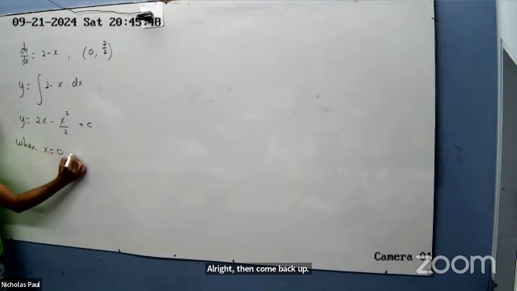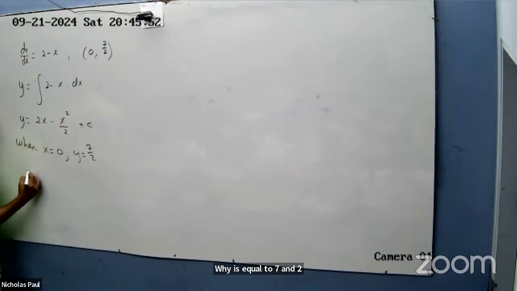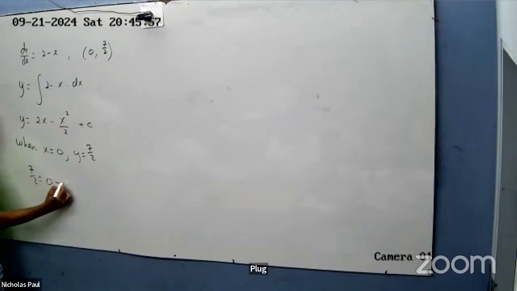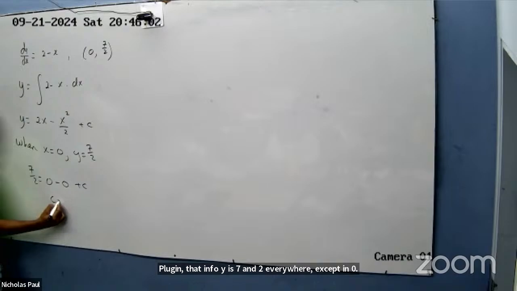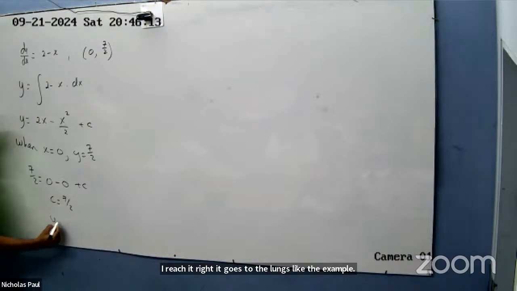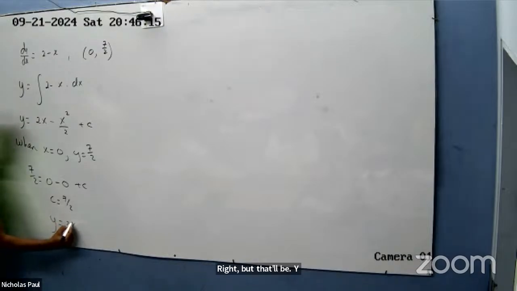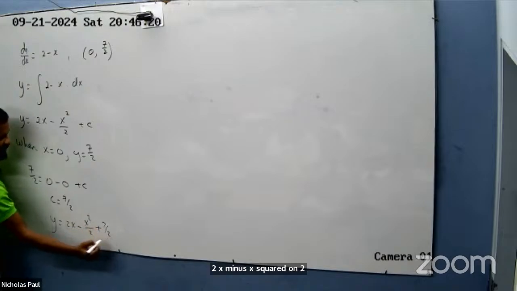When x is 0, y is equal to 7 over 2. Plugging in that info, everywhere you have x, you put in 0, and that will give you 0. So c is 7 over 2. When you reach here, you're not done. You want the equation. So that'll be y is equal to 2x minus x squared over 2 plus 7 over 2.